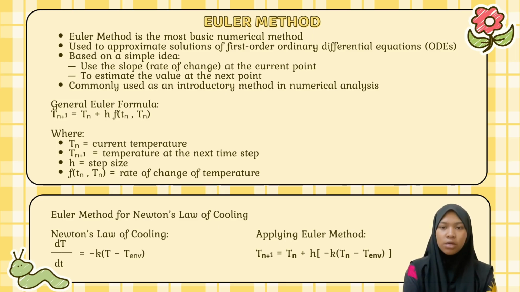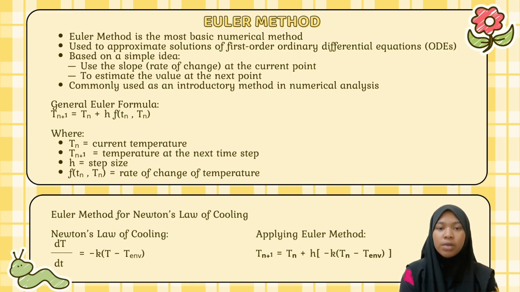Next, I will explain the Euler method, which is one of the most basic numerical methods used to solve first-order differential equations. The main idea behind the Euler method is very simple. We use the slope or rate of change at the current point to estimate the value of the solution at the next time step. Mathematically, the general Euler formula is given here, where Tn is the current temperature, h is the step size, and the last term represents the rate of change of temperature. By repeatedly applying this formula, we can approximate the solution over a period of time.